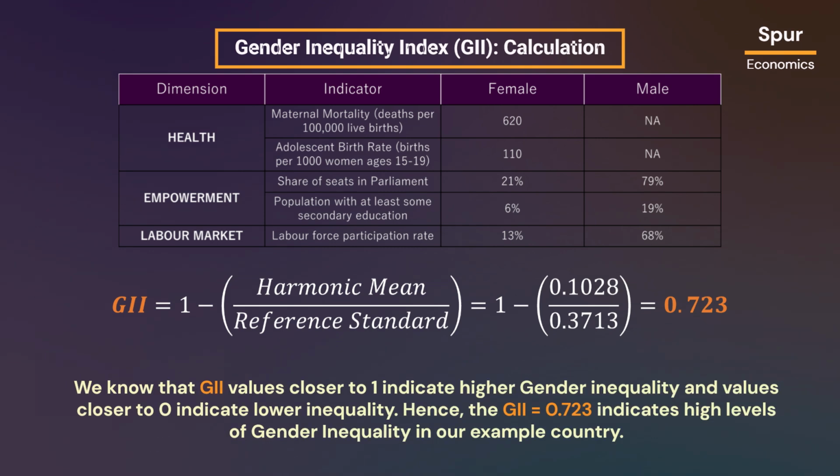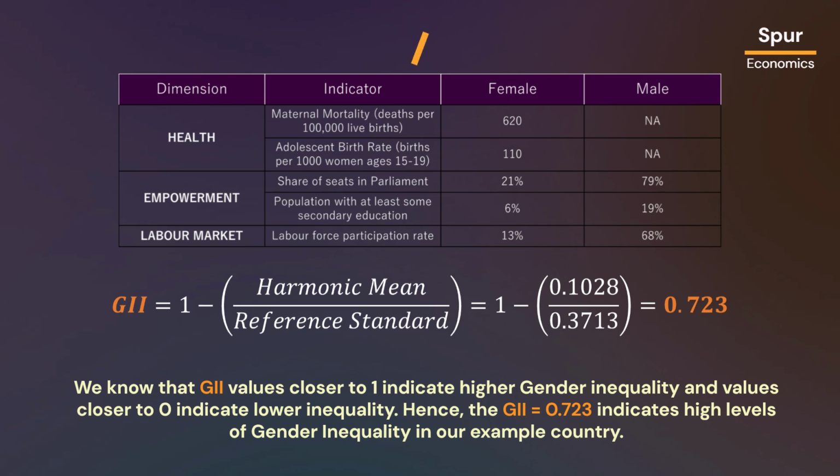We know that the GII values closer to 1 indicate higher gender inequality and values closer to 0 indicate lower inequality. Hence, the GII value of 0.723 indicates high levels of gender inequality in our example country.